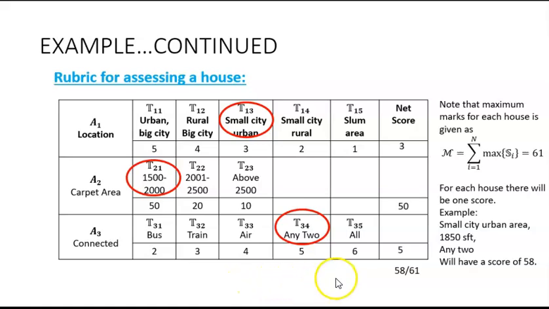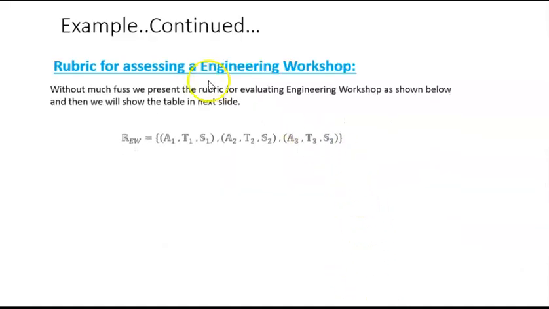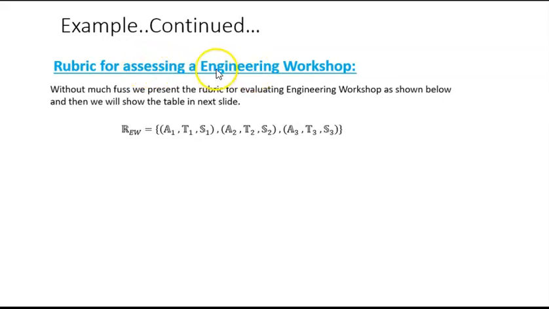Just for completeness, I will try to show a rubric for one other example. I'll try to present it as a formula first, and then I'll show the table. Let us say the laboratory course is engineering workshop, where the student is given a job to do, which may be a carpentry job, a fitting job, a tinsmithy job, a welding job, or whatever it is.